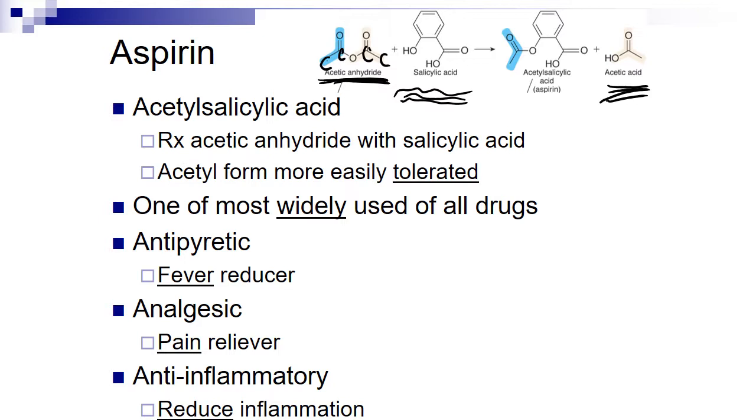Now, like I said, aspirin is one of the most widely used of all drugs, and it has a lot of benefits. It's an antipyretic. Antipyretic means it reduces fevers. Anti, of course, means not or against or opposite. Pyretic is, well, have you ever been called a pyro because you like to play with fire? So we're going to reduce a fever. Analgesic is a pain reliever, and anti-inflammatory is it's going to help reduce inflammation. So aspirin can do all of those things for you.